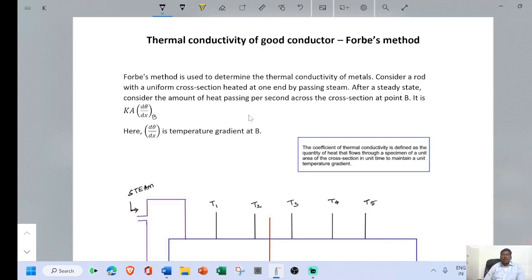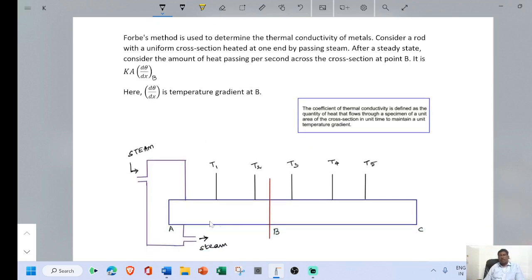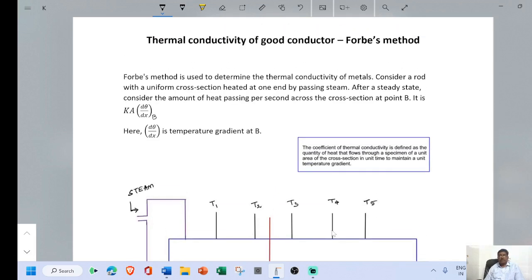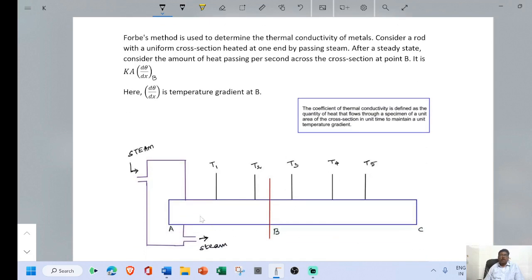Consider a metal in the form of a long rod. The metal is having uniform area of cross section. One end of the rod is heated using steam. The different thermometers placed at different positions on the surface of the rod will give the temperature of the rod at different points.